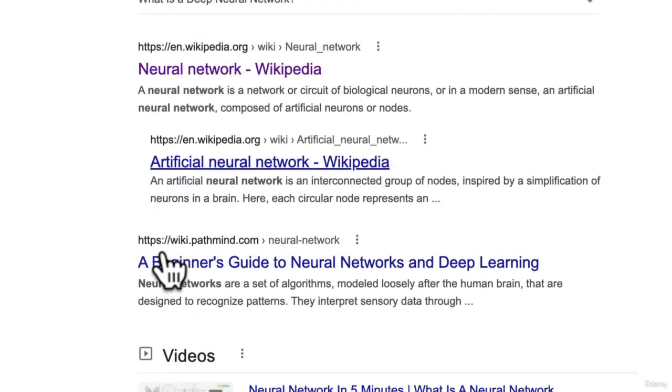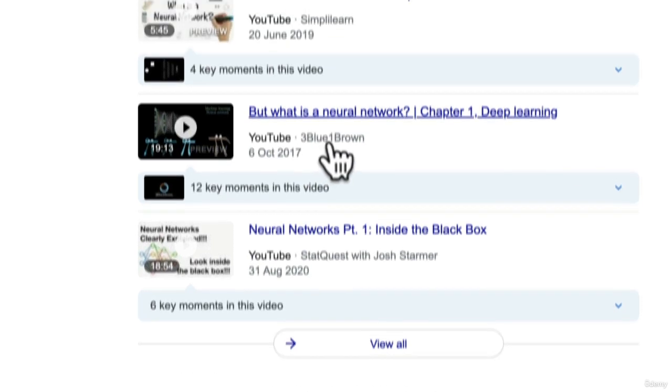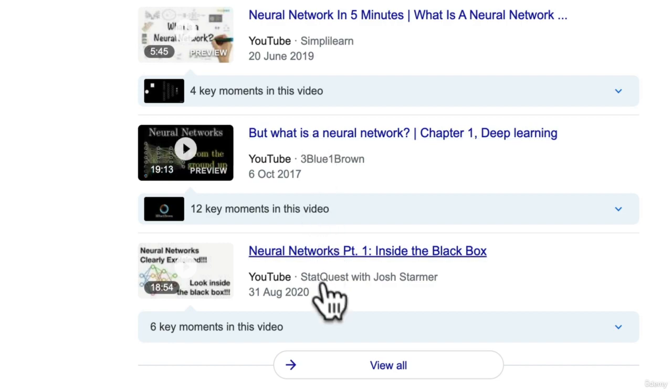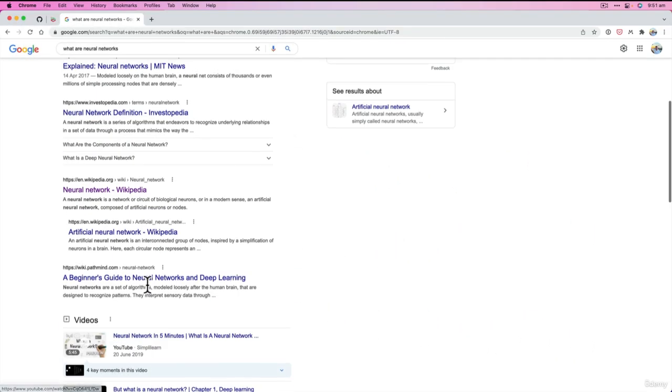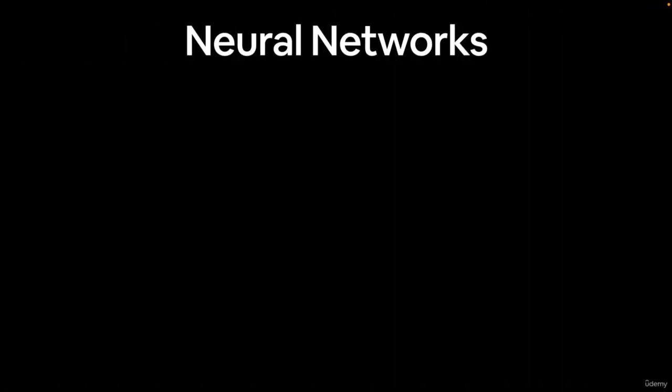There are hundreds of definitions of things like this online. Neural network in 5 minutes, 3Blue1Brown, I'd highly recommend that channel series on neural networks. That's going to be in the extra curriculum. StatQuest is also amazing. So there's hundreds of different definitions on here, and you can read 10 of them, 5 of them, 3 of them, make your own definition. But for the sake of this course, here's how I'm going to define neural networks.